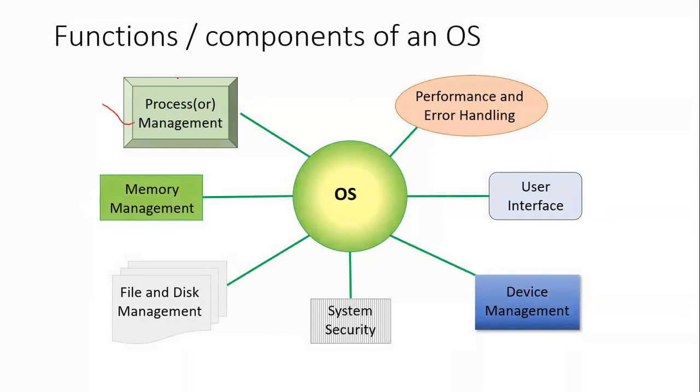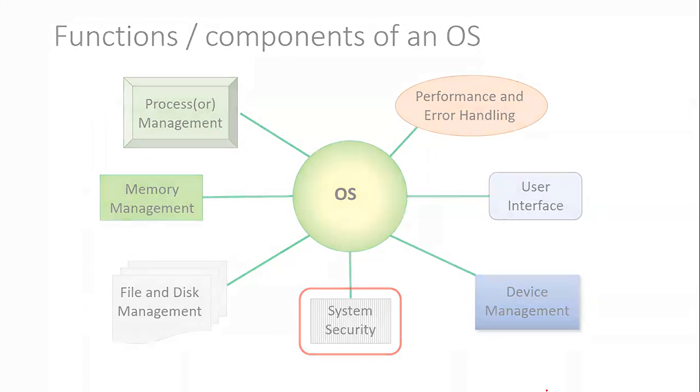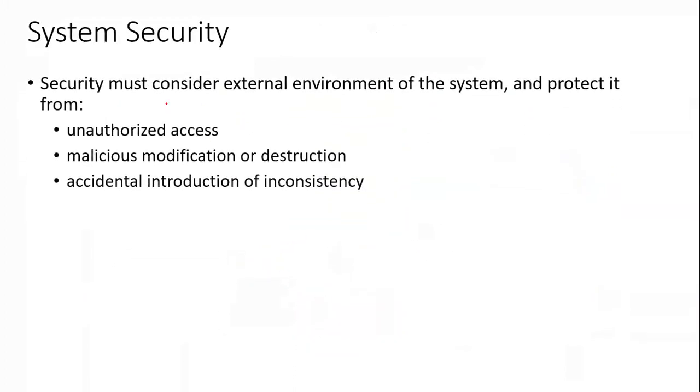Up to now, we have a good understanding of these topics: process management, memory management, file and disk management, and user interfaces. Three components remain. We'll go to the next one, which is system security. Security must consider the external environment of the system and protect it from unauthorized access, malicious modification or destruction, and accidental introduction of inconsistency.